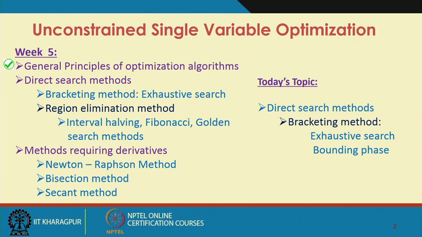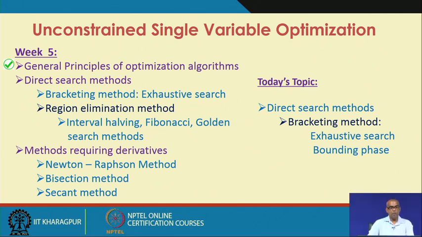We will broadly classify the methods for unconstrained single variable optimization into two categories. One is direct search methods, the other is methods requiring derivatives. And we will talk about bracketing methods, exhaustive search, region elimination methods such as interval halving, Fibonacci search, golden search methods, etc. under direct search methods. And we will talk about Newton-Raphson method, bisection method and secant method under methods requiring derivative.